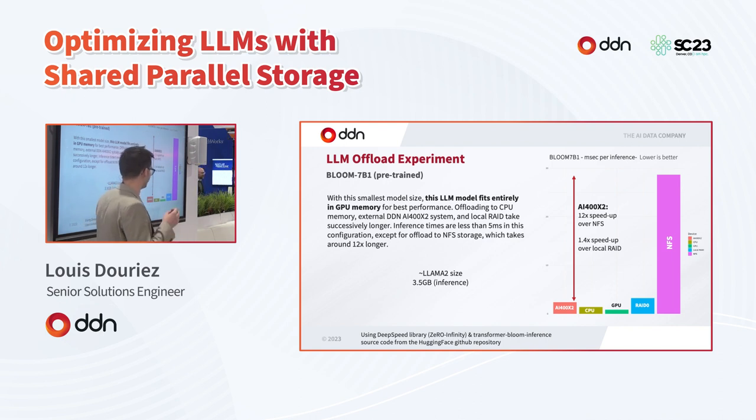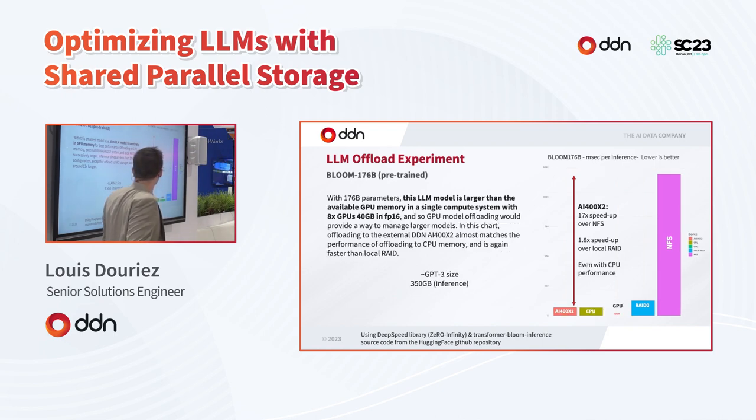That's because the local RAID of the GPU node doesn't really have enough throughput. As I showed before, you need a really high throughput, and you may get that through a parallel file system, but not from your local RAID. Here, we also have a 12 times speedup over NFS. I think there is nothing to say about that. The NFS doesn't compete for that test case at all.